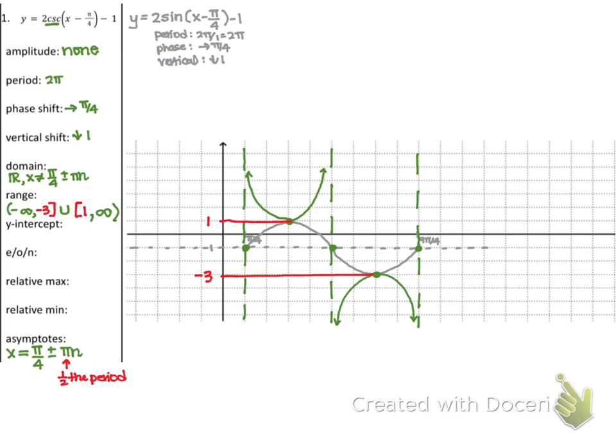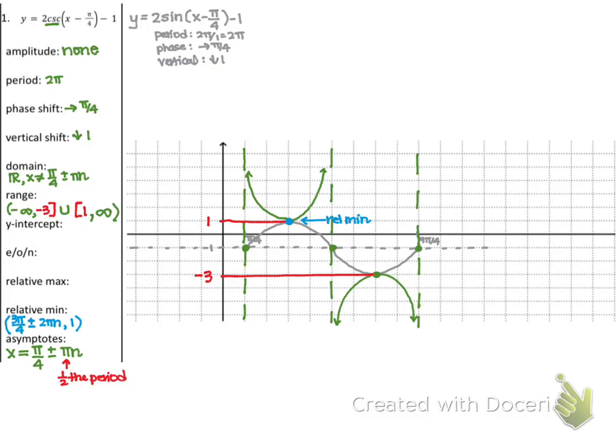Relative max, relative min. Remember, you're looking at the green graph. Don't look at the gray. Relative min, well, let's do blue. This point in blue, that's a relative min, because it is lower than everything around it. So relative min is going to be at 3 pi over 4 plus or minus. Do you see another min on here? No. You would need another period to get to the relative min, which means it's going to be plus or minus the period n, comma, and then that min value right there is at 1.